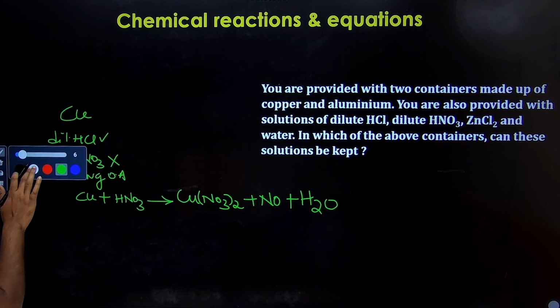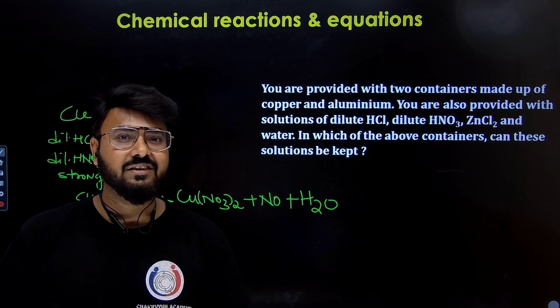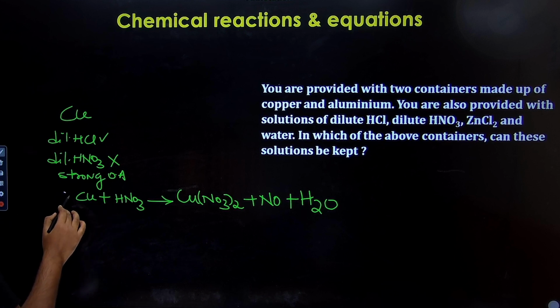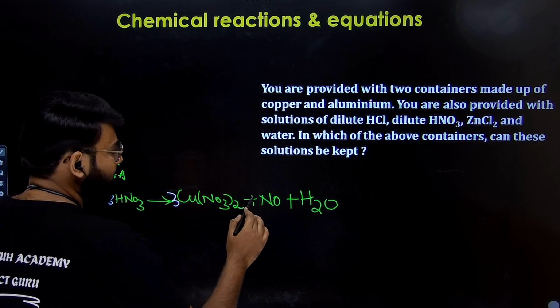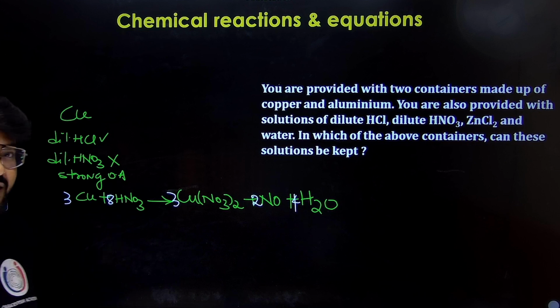It's very important that whenever you write an equation in your board exam, you need to balance it, else you will lose marks. So let's balance this equation. Copper will be 3, HNO3 will be 8. Here also we need to keep the copper 3. And here the NO will be 2 and H2O will be 4. Now you can see the reaction is balanced.